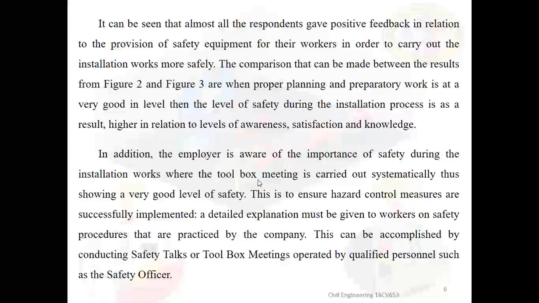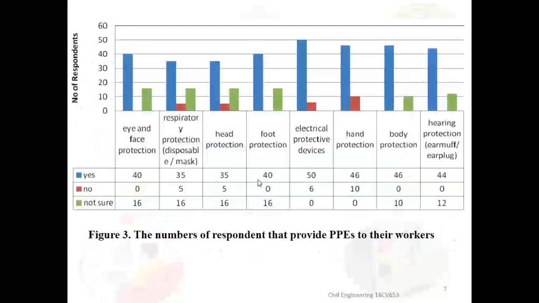A detailed explanation must be given to the workers on safety procedures that are practiced by the company. This has to be accomplished by conducting a safety talk or a toolbox meeting run by qualified persons such as a safety officer. So to control the hazards is the toolbox meeting, which means before any work is carried out, whatever the procedure or practice by the company has to be discussed or explained in detail to the workers who are working.